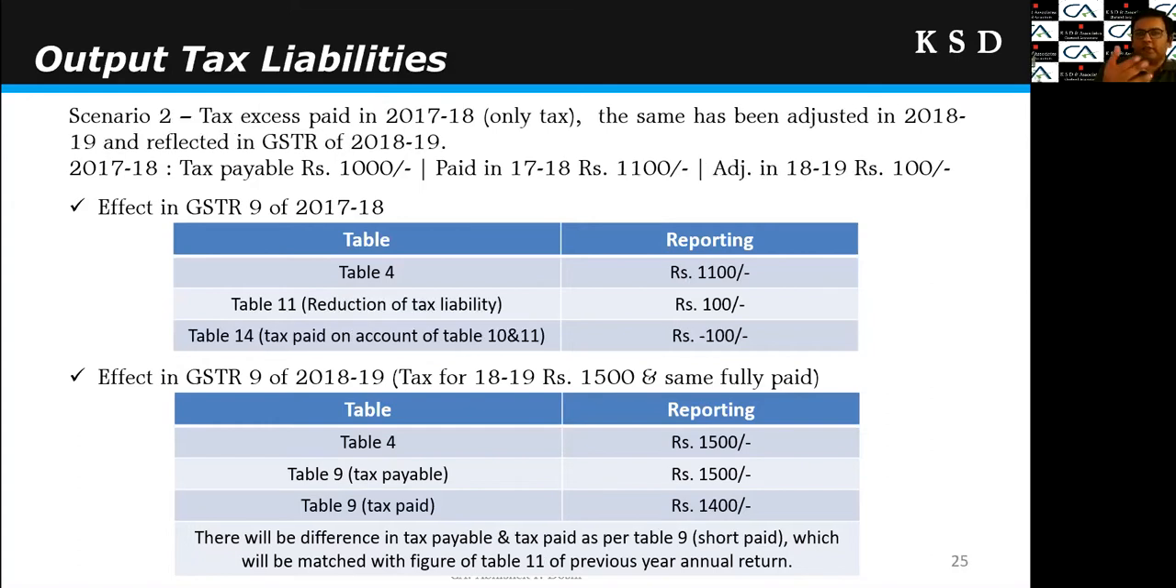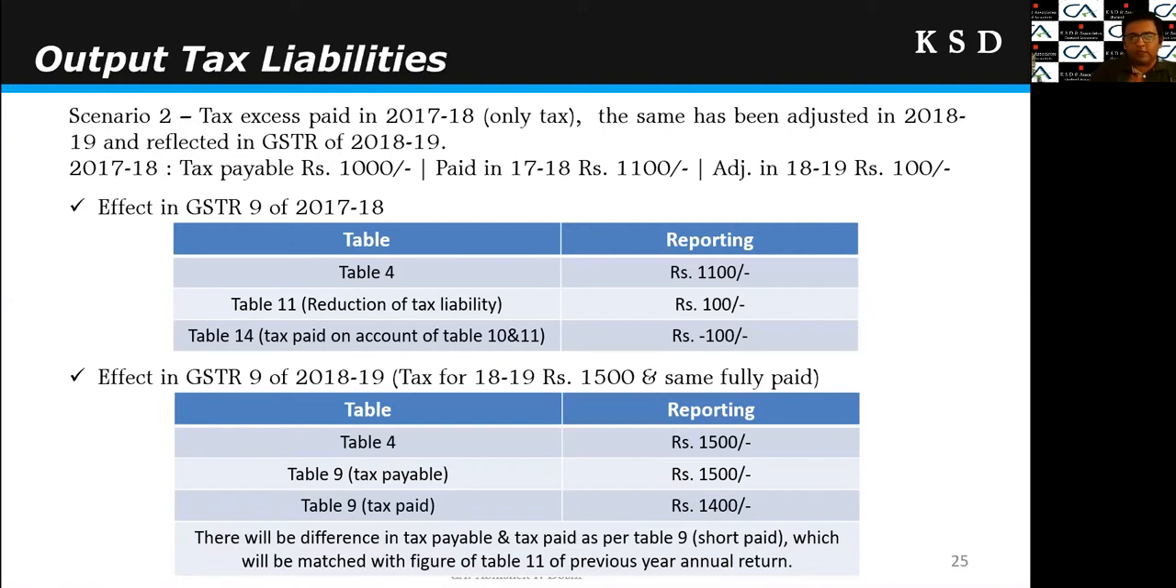Now we take another scenario, the second scenario. Tax excess paid in 2017-18, only tax, and the same has been adjusted in 2018-19 and reflected in 3B of 2018-19, right? So we are not talking here about excess tax paid in 2017-18 and later on claimed as a refund. If the refund has been claimed, the same will not come over here. But here, I have tax payable in 2017-18 of only 1000 rupees, but by mistake I have paid 1100 rupees in 3B of 2017-18. So I will adjust the 100 rupees in 2018-19 liability, right?